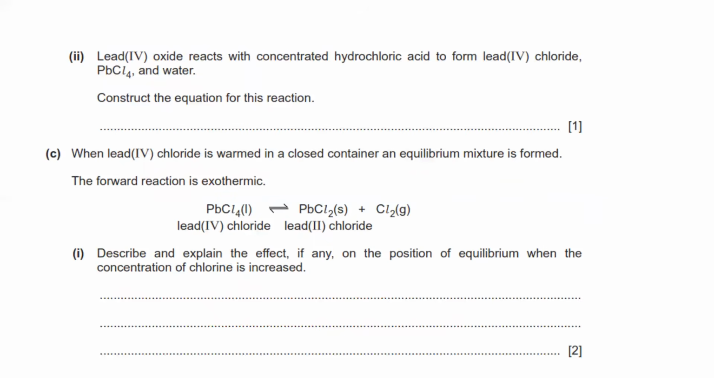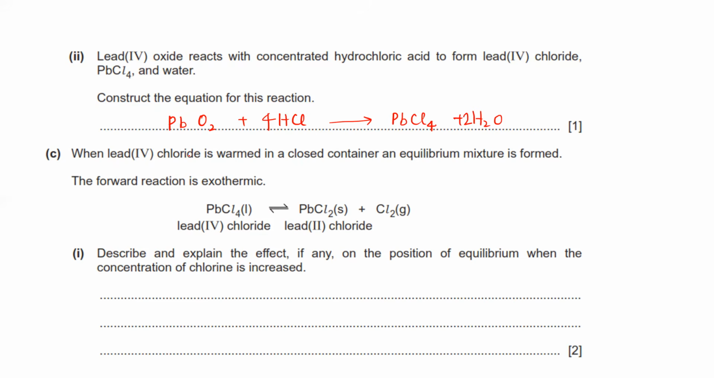Next part, it says lead 4 oxide reacts with concentrated sulfuric acid to form lead chloride, PbCl4, and water. Okay, construct this equation. So for lead oxide, remember PbO2 plus HCl. What is formed? PbCl4 plus H2O. Now we have to balance this equation. So Cl4, so there are 4 Cl, so let's have 4 over here. 4 Cl means 4 H, so 2 over here. Now this equation is balanced. Remember, always write balanced equations. You will not get credit if you do not write balanced equations.